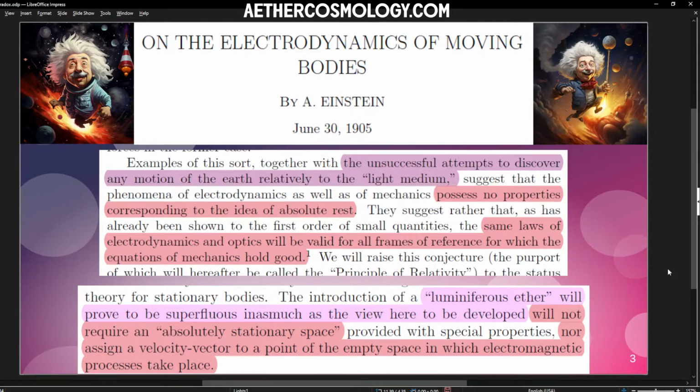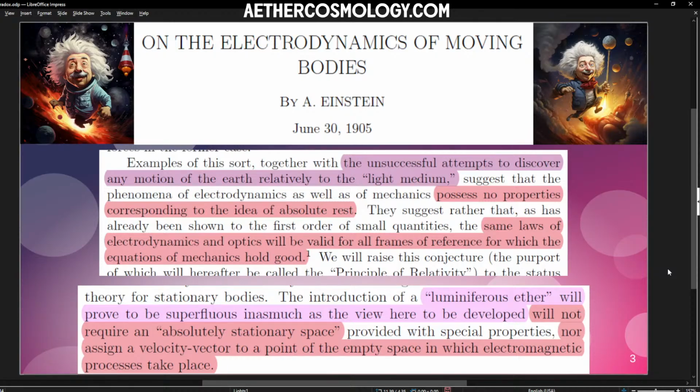This is essentially the birth of our modern interpretation of the theory of relativity. So he says here that the unsuccessful attempts to discover any motion of the Earth relatively to the light medium suggests that the phenomena possess no properties corresponding to the idea of absolute rest. And then he says they suggest rather that the same laws of electrodynamics and optics will be valid for all frames of reference for which the equations of mechanics hold good.